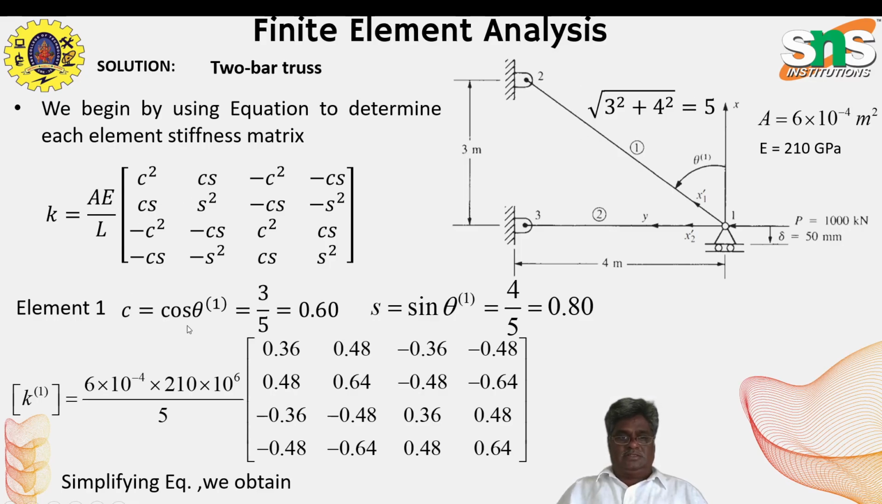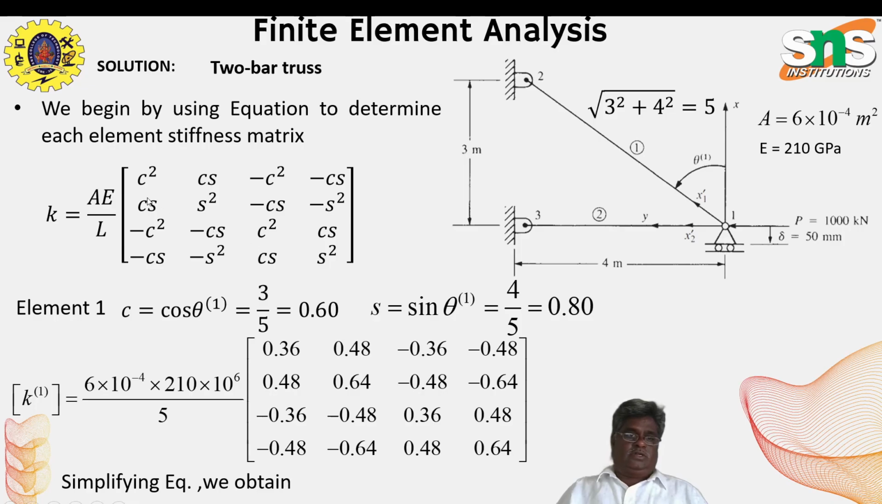We have to calculate the theta value with respect to the x-axis. Cos theta equals x-direction dimension divided by length, that is 3 divided by 5. Similarly, we have to calculate sin theta. The notation I am using is C and S. S equal to 4 divided by 5. The value of C is 3 divided by 5, 0.6. S is 4 divided by 5 equal to 0.8.